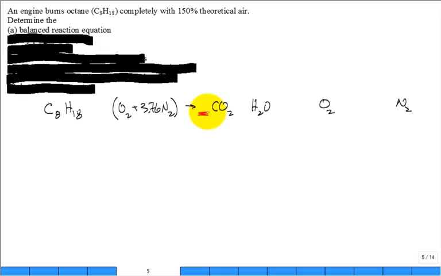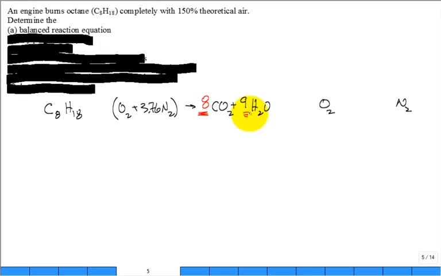So if I balance the carbon, what coefficient goes in front of the CO2? 8. I can get the coefficient that goes in front of the water by balancing what? Hydrogen. I look at that very carefully. 9. 9 is the right number. All right, go slow right here.